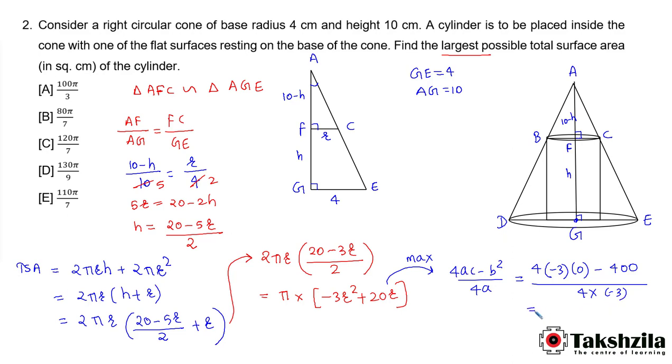So if we solve this further, this will become how much? Minus 400 divided by 4 into minus 3, minus minus will become plus. So this is equal to 100 divided by 3. So the maximum value of total surface area becomes how much? Pi into 100 divided by 3. That is option A.